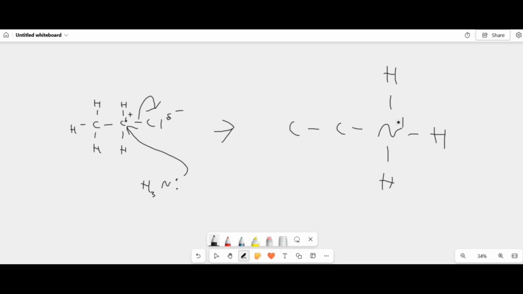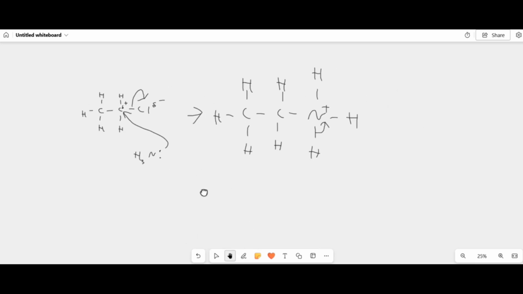The lone pair got donated, so the nitrogen is going to become positive. C is H, H, H, H, H. And now obviously, one of the H's is going to leave, so that's going to go into there. The electrons from the bond are going to go into the N plus to reform the charge. That's normal at this point.